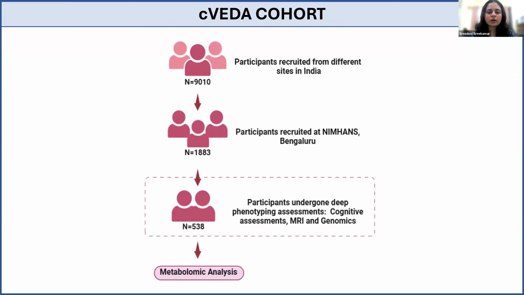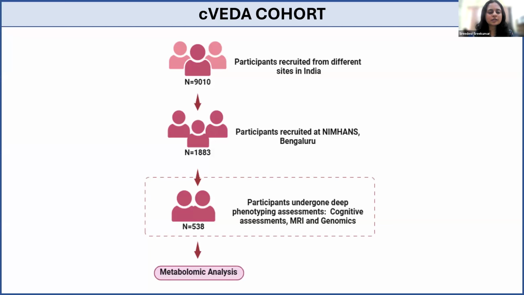So this is the c-VEDA cohort. Talking about the c-VEDA cohort, they have collected samples from 9010 participants from different sites in India. All these different sites are under different socio-economic conditions. Like, in one site, they have parents who already have some psychiatric conditions. In another region, the people who have undergone the study have faced some socio-economic problems, etc.